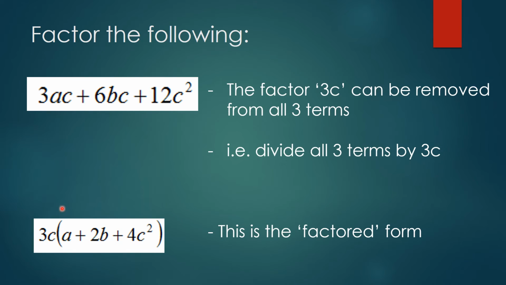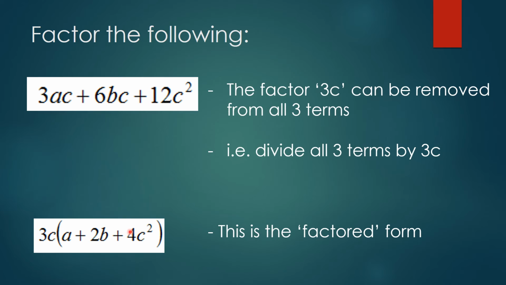So 3ac divided by 3c is going to give you a. 6bc divided by 3c is going to give you 2b. And 12c squared divided by 3c is going to give you 4c squared. And there's the double check by multiplying through. 3c times a gives you 3ac, part of your original expression. 3c times 2b gives you 6bc, which is this original term in the original expression. And 3c times 4c squared, 3 times 4 is 12.